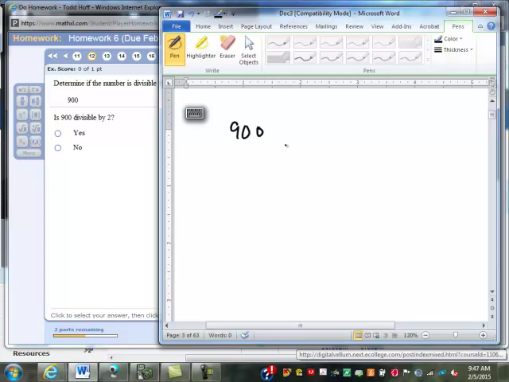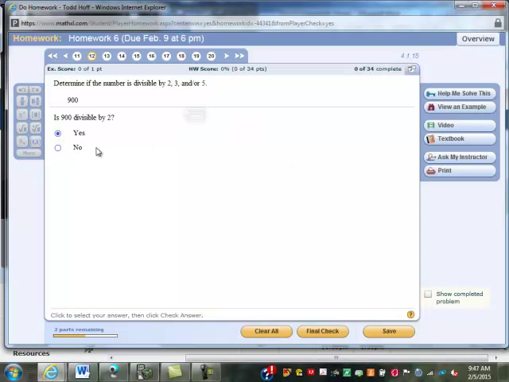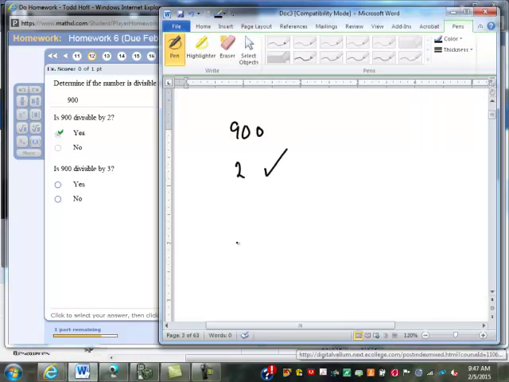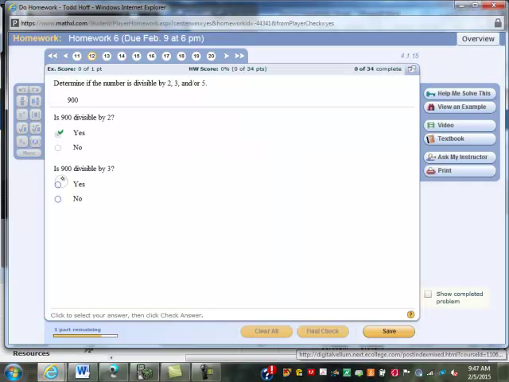Is 900 divisible by 2? Yes, it is. How about, here, we'll keep going with it. 3? Yeah, 9 plus 0 is 9. So it's divisible by 3. How about 5? Yeah, it ends with a 0 or 5.